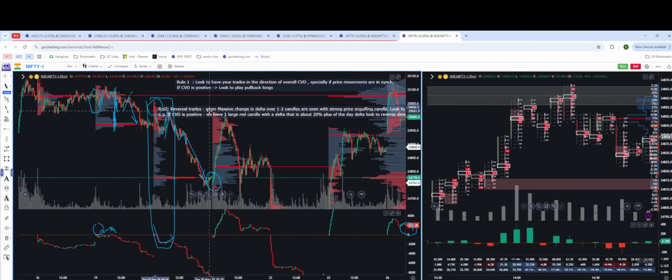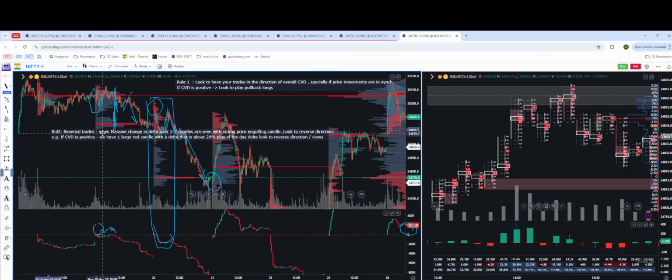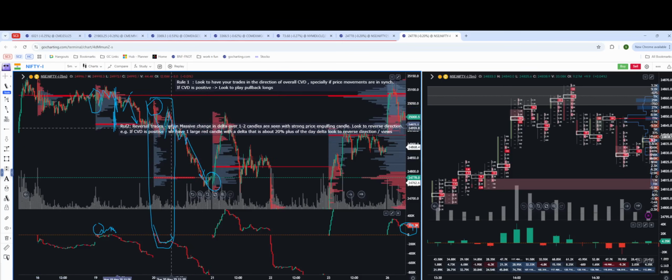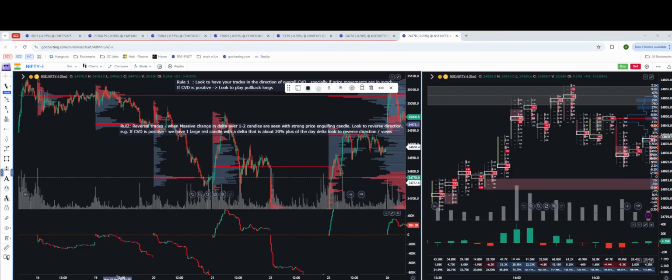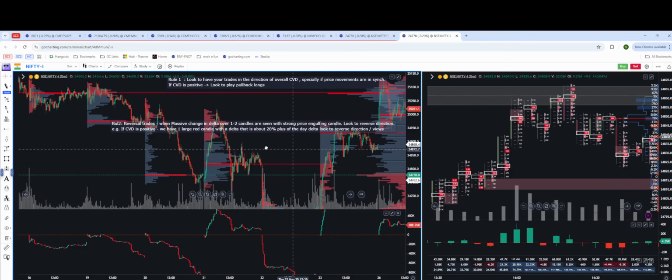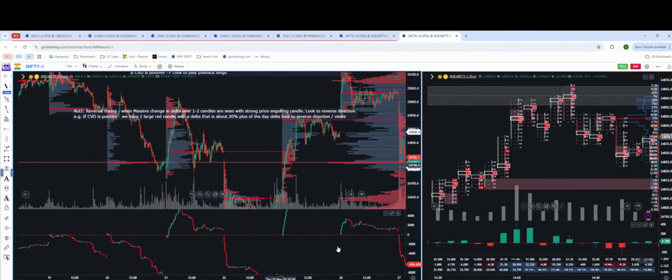So my rule number two is this: when a massive change in delta over one or two candles is seen with strong price engulfing, look to reverse the direction. Example, if CVD is positive and we have one large red candle where the delta is usually 20% or more of the entire day's delta, then we are looking to reverse the trade. Let's see if we have certain situations here and there or not.